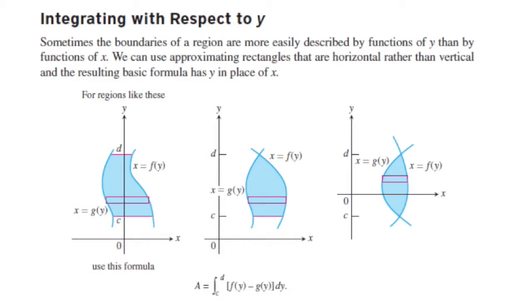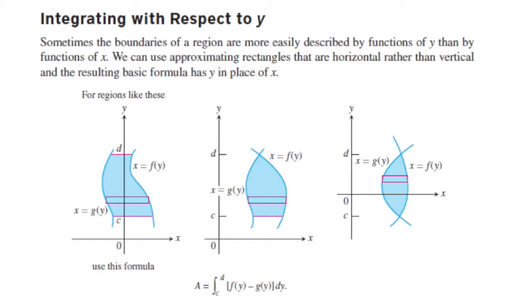Wait. Respect to y? But why? Don't worry, it's not as hard as it looks. In this situation, you're going to want to rewrite your equations so you isolate your x. Therefore, your equations will be in terms of y. So where you'd have an f of x, you now have an f of y, or a g of y.